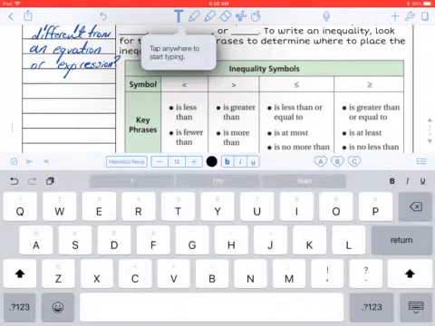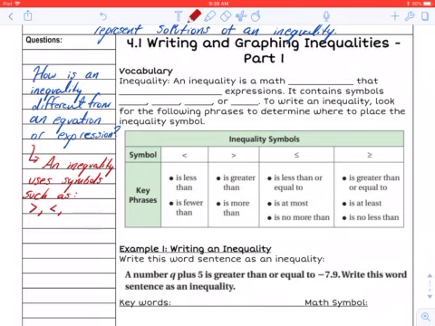an inequality uses symbols such as greater than, less than, and then two new symbols that you're going to learn are less than or equal to and greater than or equal to.